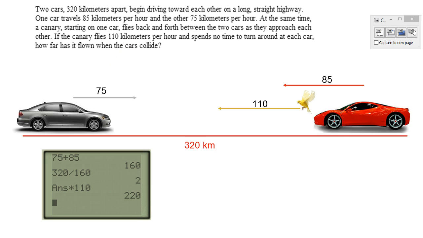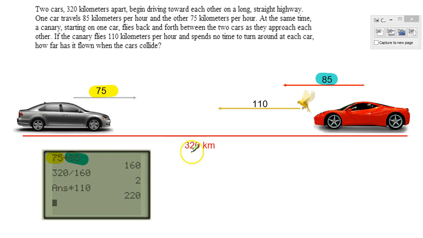So there's all the work I did on this problem. I just took the 2 measurements of speed that I was given. I added those 2 numbers together, and that gave me how much, because they're going towards one another, that's how much distance they're taking off the total every hour. So they're taking off 160 kilometers every hour.